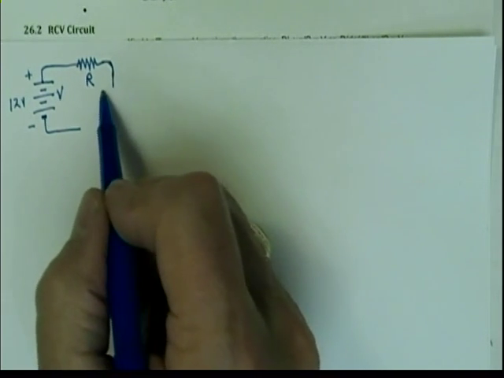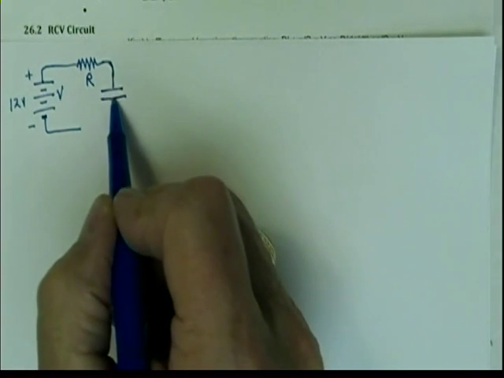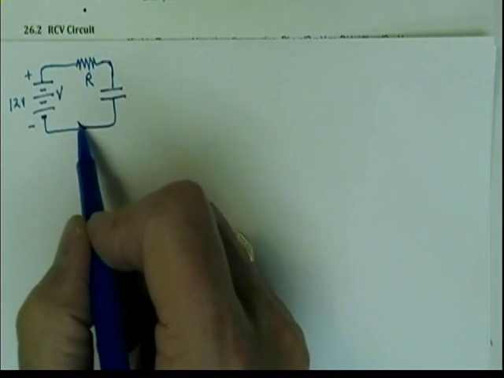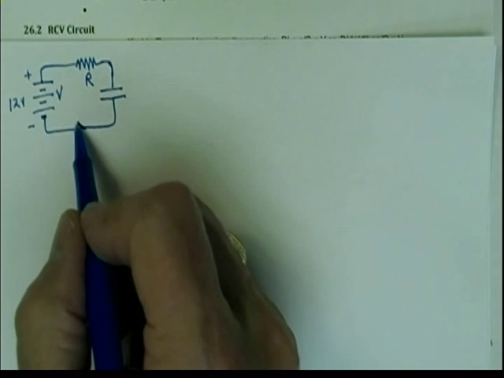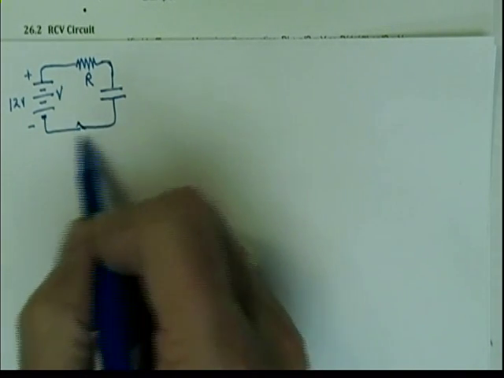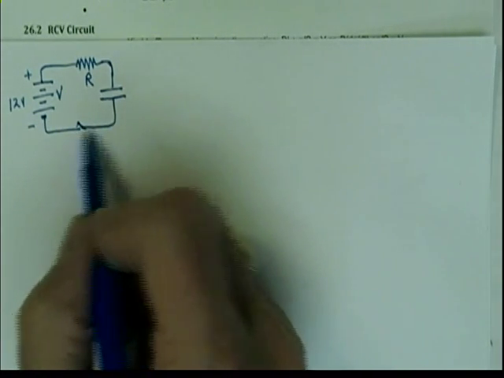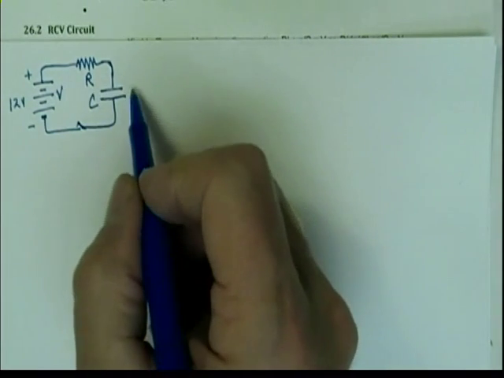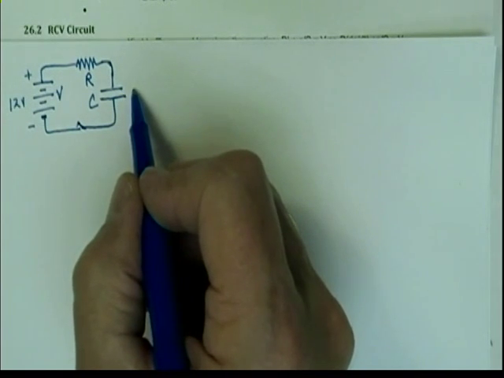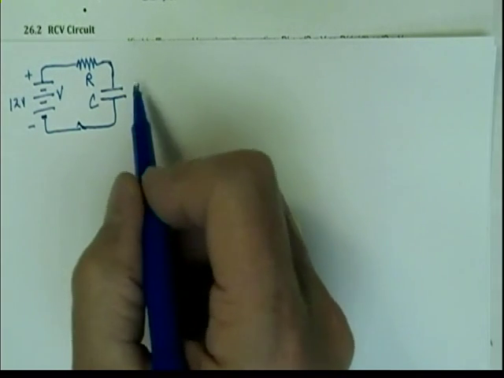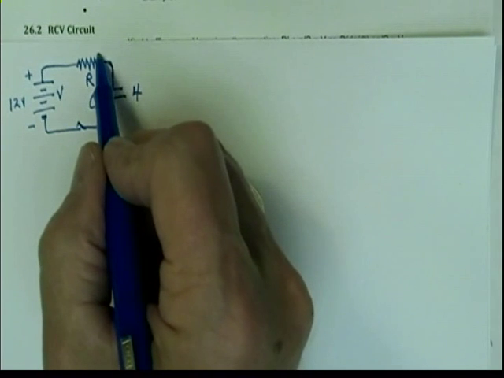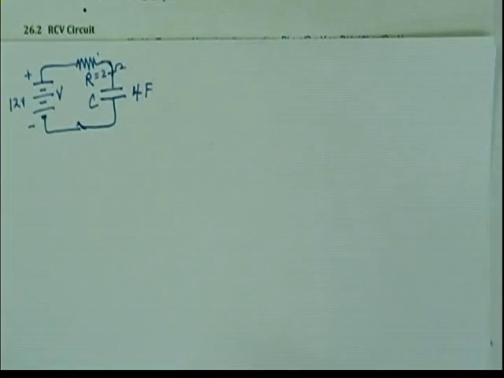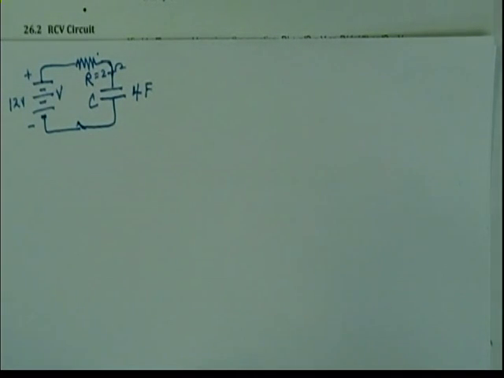Then we have a capacitor, and we're going to connect this around and put a little switch right here so we can throw this switch and turn this circuit on. Until the switch is thrown, there's no connection. So this would be the capacitor. Now we might give this a capacitance of something like 4 and a resistance of 2. This would be 2 ohms and 4 farads, just for the purposes of calculation.